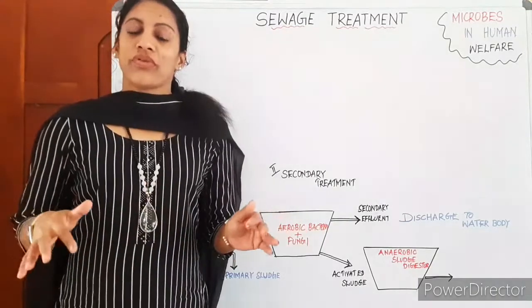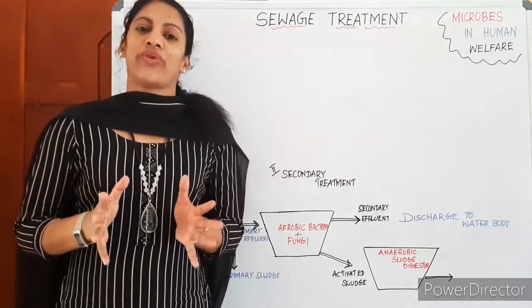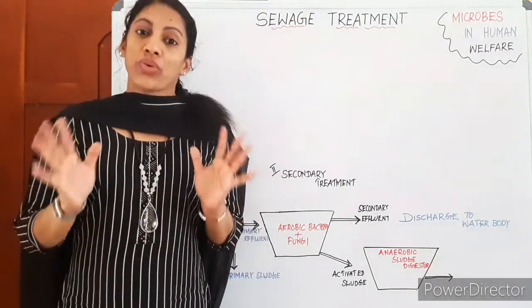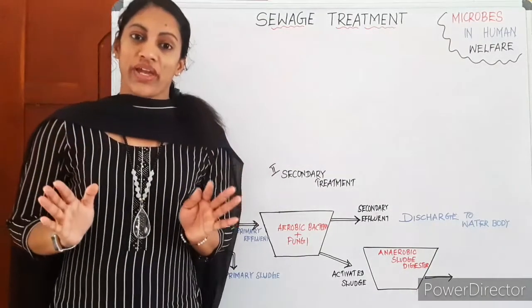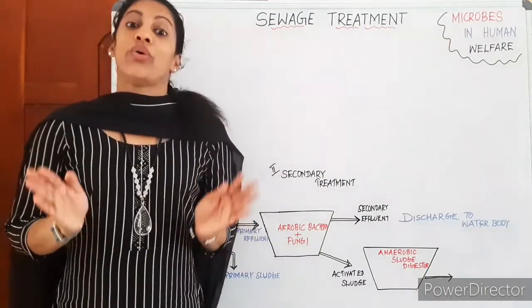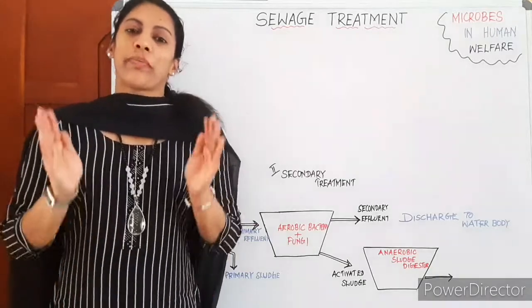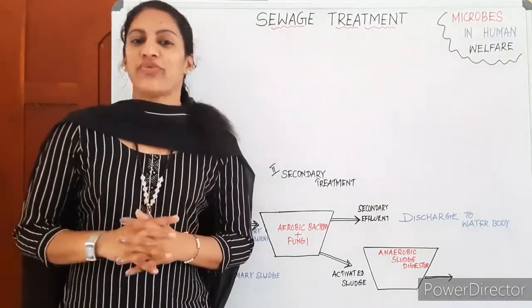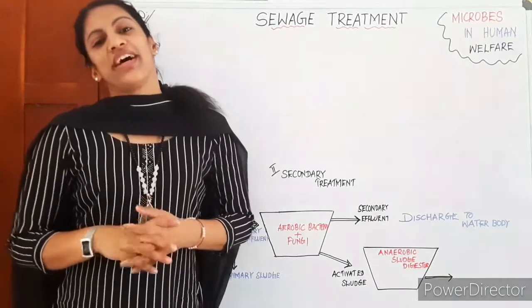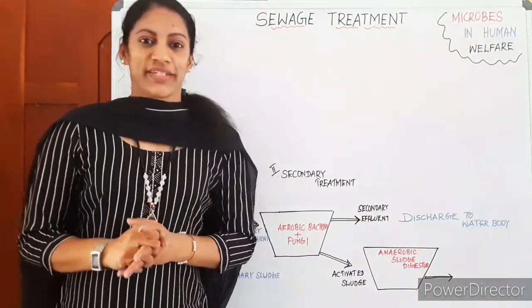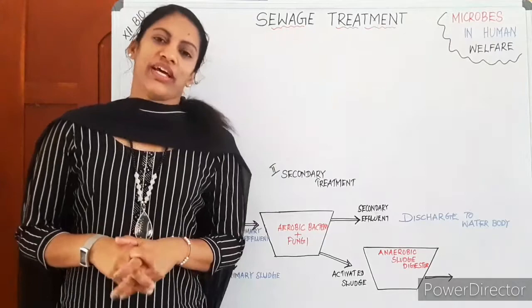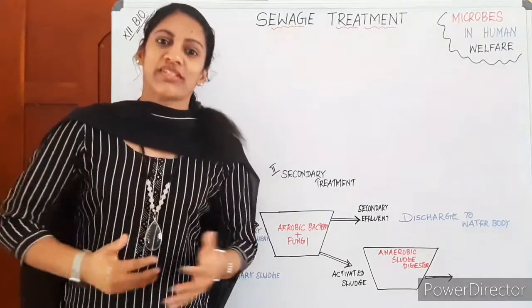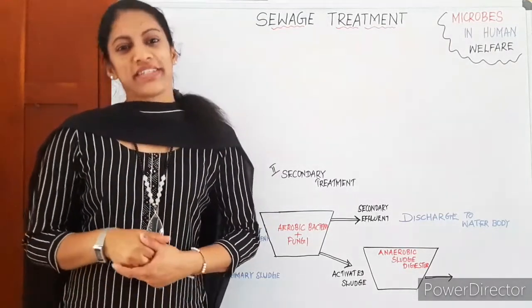Without microbes, we have no way to treat the sewage, and no effective control of sewage, the wastewater. So microbes play a crucial role in the treatment of sewage. Let us discuss what that process is. But before that, tell me, what is sewage? What is meant by sewage?